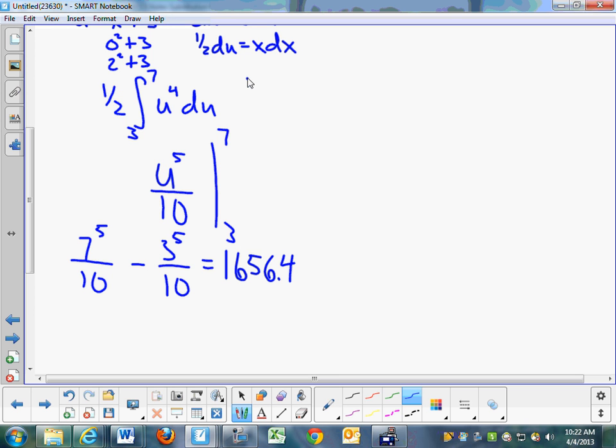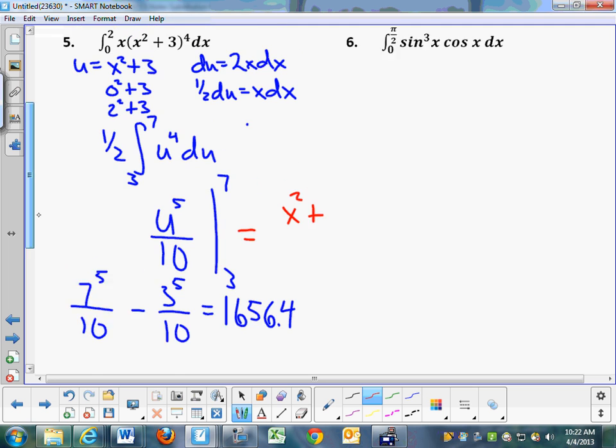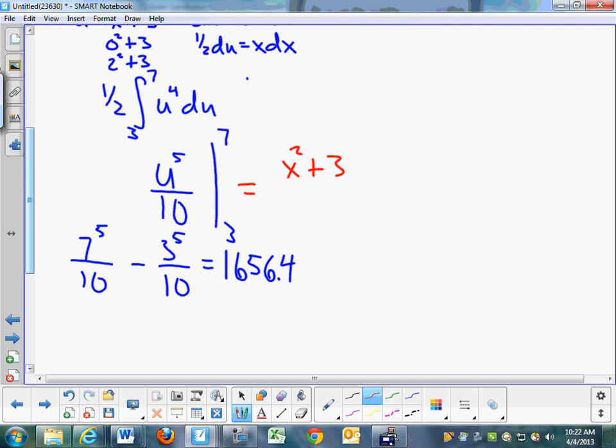Now, I want to write one more expression here so that you understand exactly what happened. u to the 5th over 10 evaluated at 7 and 3 is the same thing as x squared plus 3 to the 5th over 10 evaluated at 0 and 2. So those are the same. You sure could do it like that. If you wanted to just do the problem like that, that's fine.